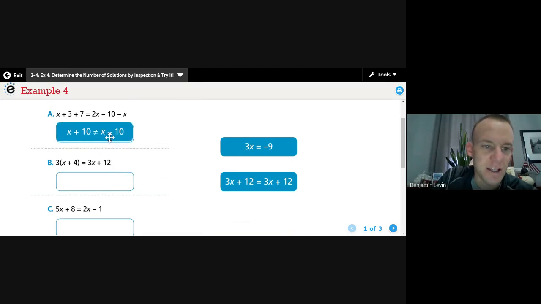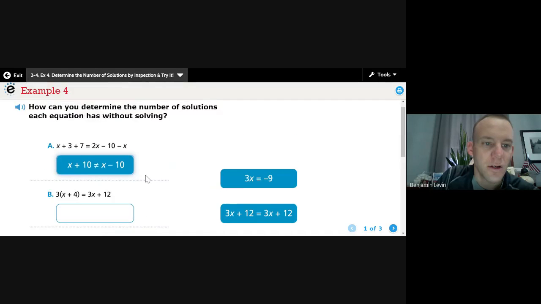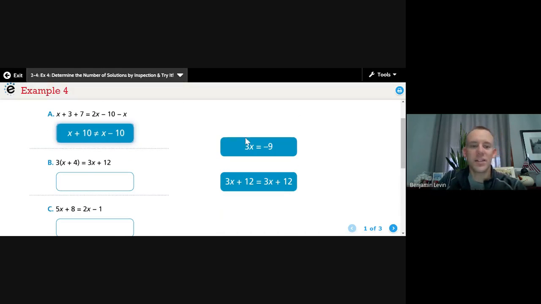And you guys can see the little equal sign with the slash through it. That means does not equal, right? That means does not equal. So that means that the statement is not true. It's a false statement. So we know that this one right here is no solutions because it's a false statement, right? So let's do the other one here.